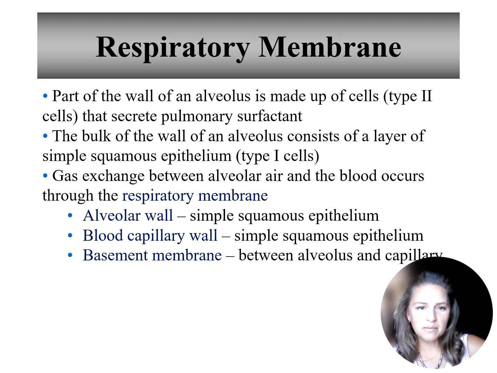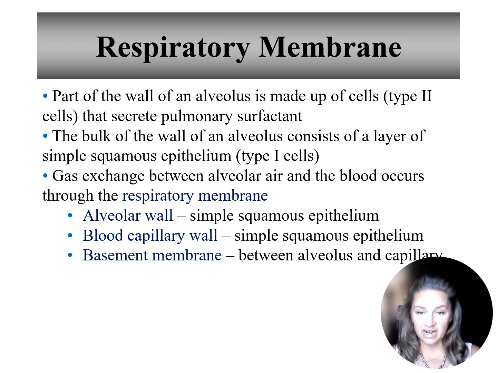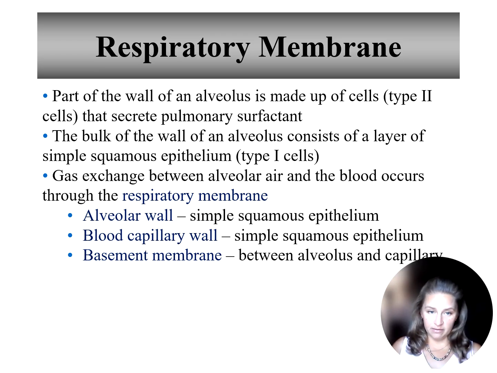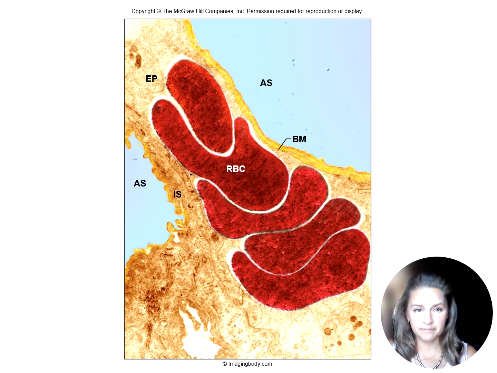So the respiratory membrane here shows what we just looked at, these type 2 cells that secrete this pulmonary surfactant. Again, this keeps the cell membranes kind of lubricated and stretchy so they can expand and contract. And then the gas exchange between the alveolar air, so that's the air that we breathe in through our lungs, and the blood occurs through the respiratory membrane. The components of that respiratory membrane that we saw are the alveolar wall, the blood capillary wall, and then the basement membrane. So we're exchanging the gases between these.